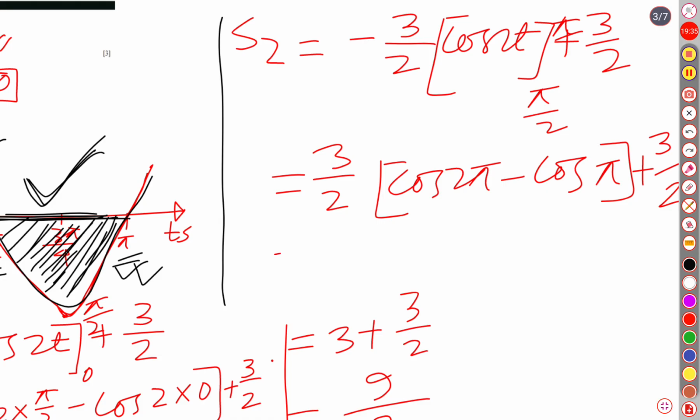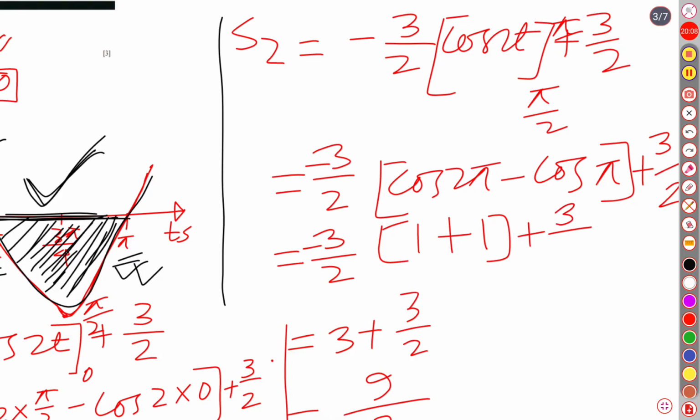Okay, then what is it going to be? 3 over 2 into, let me write this inside a bracket, so cos 2 pi. Well, I skipped a symbol, that is negative. This is negative 3 over 2. So cos 2 pi is equal to 1, minus cos pi is minus 1, negative 1. So negative, negative, positive 1. And you can use the calculator to find this value. And outside this, there remains 3 over 2.